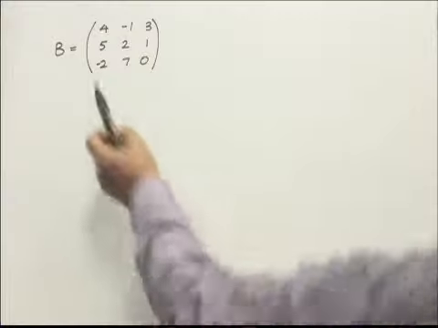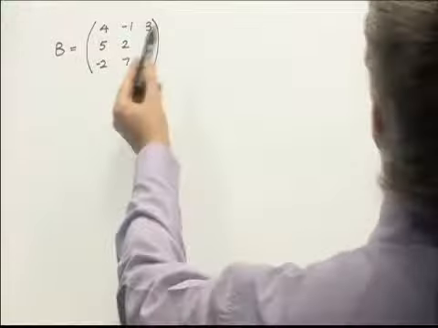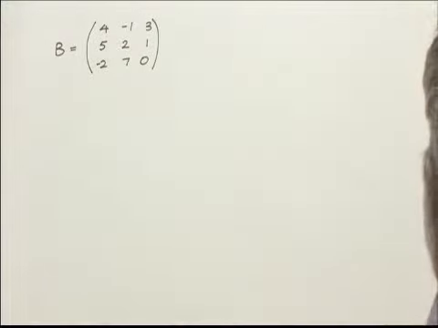In this video we're going to work out the determinant of a given 3 by 3 matrix. So here's a matrix B with 3 rows, 3 columns. We're going to work out its determinant. Now remember that when we're working out a determinant we just pick a row or a column and we need to work out the cofactors of the elements in that row or column.